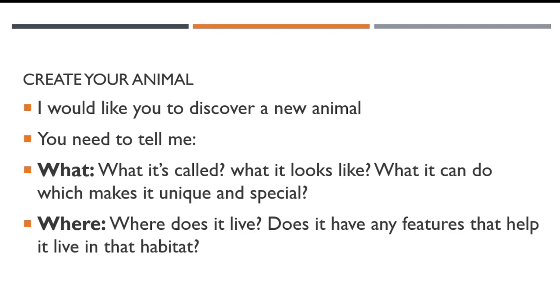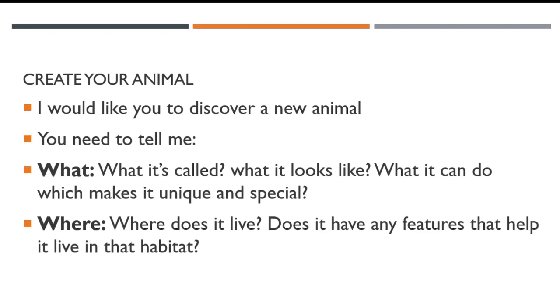And does it have any features that help it live in that habitat? So for example, if it lives in the snow, what does it need to survive in the snow? If it lives in the rainforest, what kind of things would you need an animal to have to live in the rainforest? Also, things to think about are what it eats, how does it catch its food, can it communicate, is it used for anything exciting? These are all things that you can add into your animal.